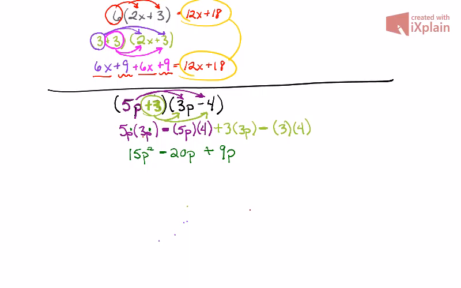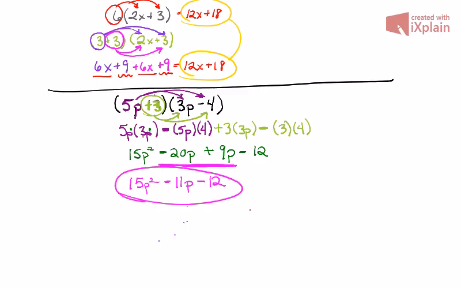Now the very last thing that we can do here is note that I do have like terms in the middle here. So I can consolidate that down. So I have 15 p squared, and then a negative 20p plus 9p. So remember that we treat this like counting. If I have negative 20 p's in this group and positive 9 p's in the other group, then if I combine them, I have a total of negative 11 p's left over. And then I have my constant, negative 12. This is as far as the answer can go. I've simplified it as best as I can.